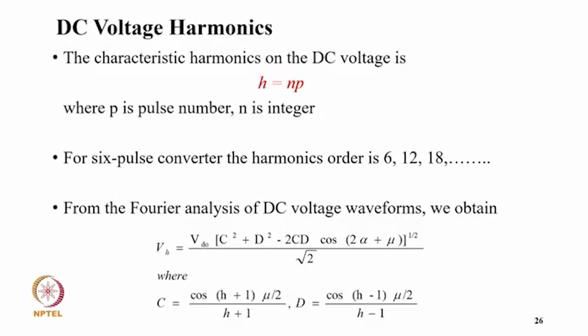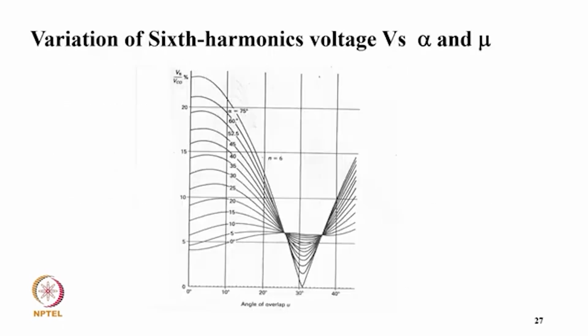So now the characteristic harmonics on the DC voltage are H equal to NP, where P is the number of pulses and N is an integer. And for a 6 pulse converter, the harmonic orders are 6, 12, 18. And from the Fourier analysis of the DC voltage waveform, we obtain VH equal to VD0 in bracket C square plus D square minus 2CD cos 2 alpha plus mu, to the power 1 by 2, divided by 2, where C is equal to cos (H plus 1) mu by 2 divided by H plus 1, and D equals cos (H minus 1) mu by 2 divided by H minus 1.